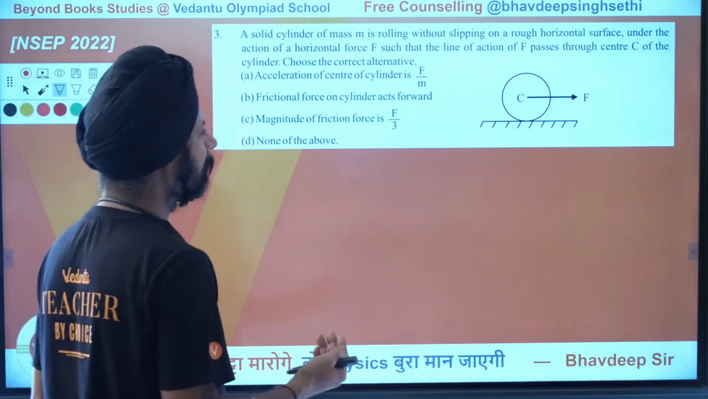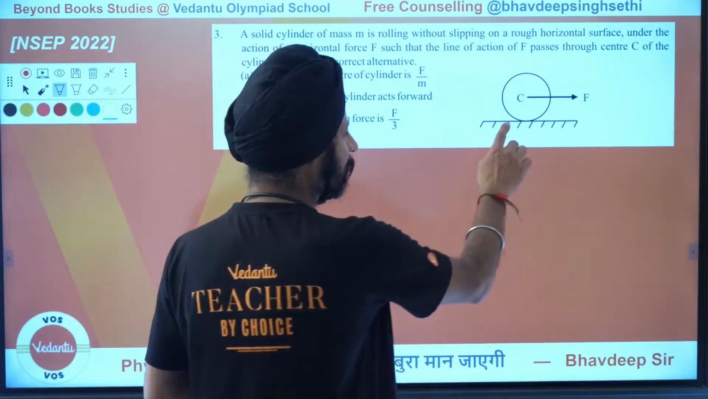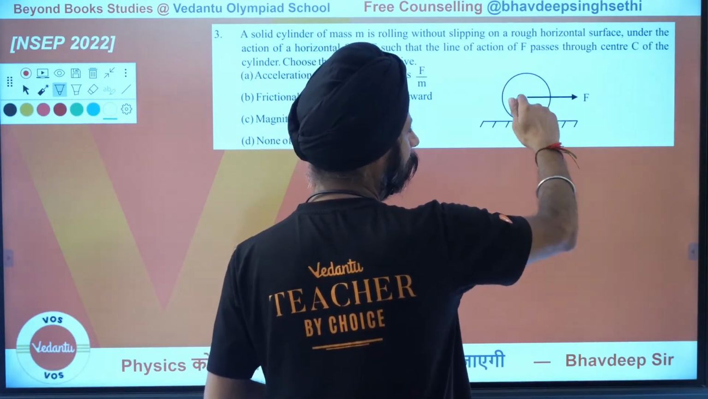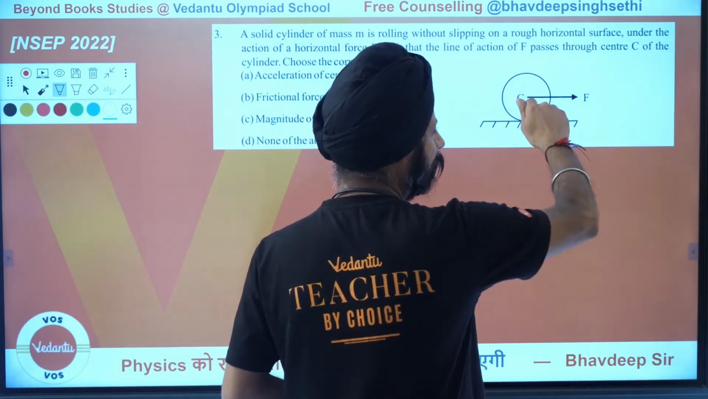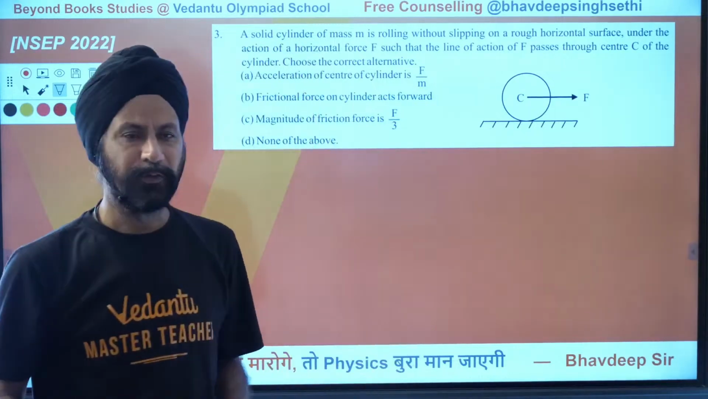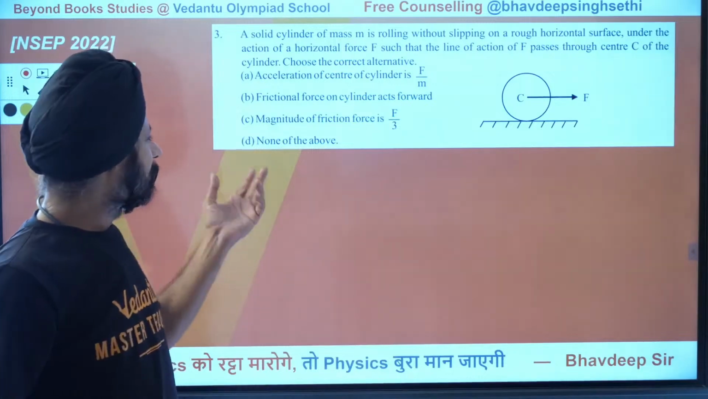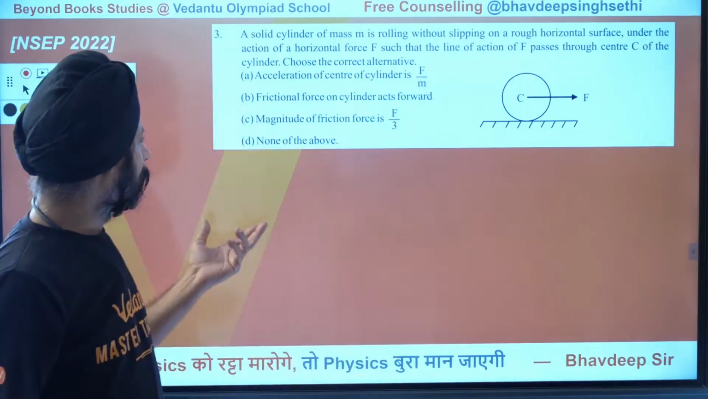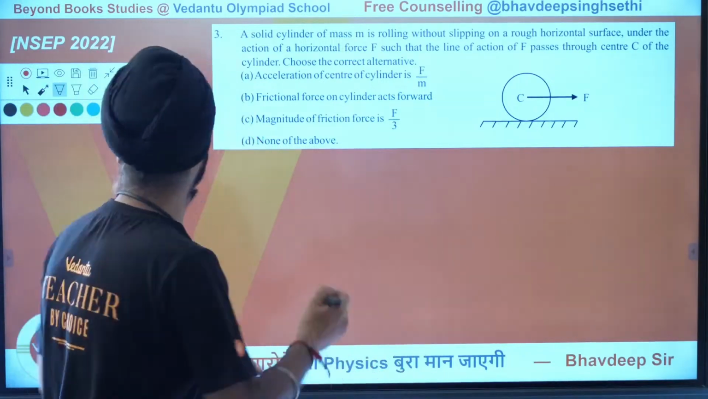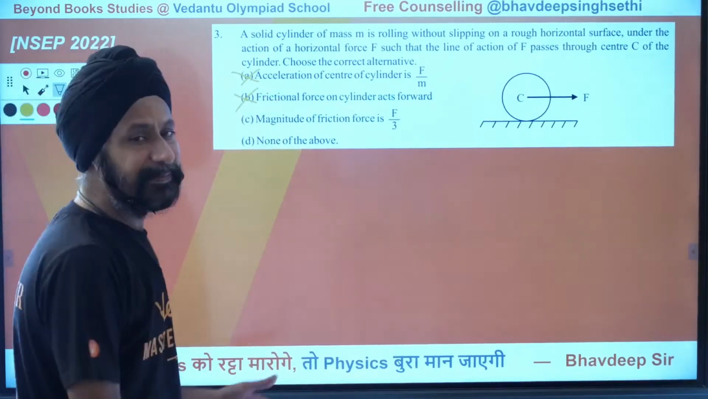Frictional force on the cylinder acts forward. Are you kidding me? If it were acting forward, it would have rotated this way. But by observation, if you're pulling this, it's going to rotate this way. So friction is responsible for rotation. So even part B is wrong. C and D, I still don't know which one is right, but I'm telling you how you can at least eliminate. So this one can be eliminated, this one can be eliminated, but we'll see mathematically also.